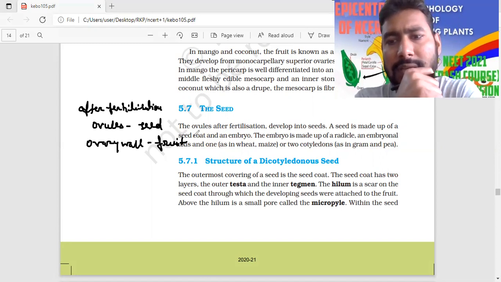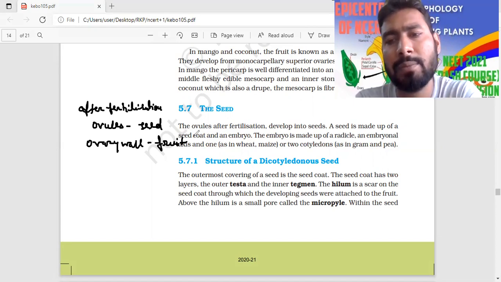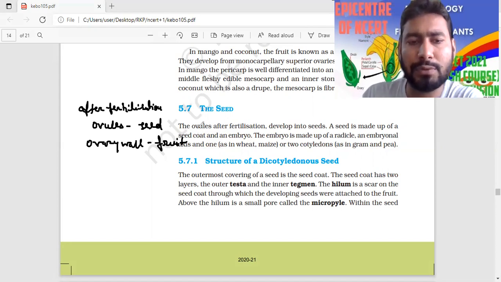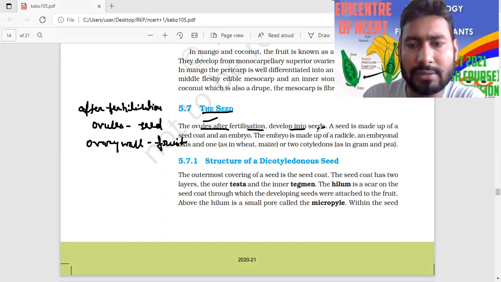Fruit we have discussed yesterday in detail, that means simple, aggregate, composite, and parthenocarpic, apomictic and climacteric. In this video lecture, we will discuss the seed. The seed after fertilization develops from the ovule. Seed is made up of three things.